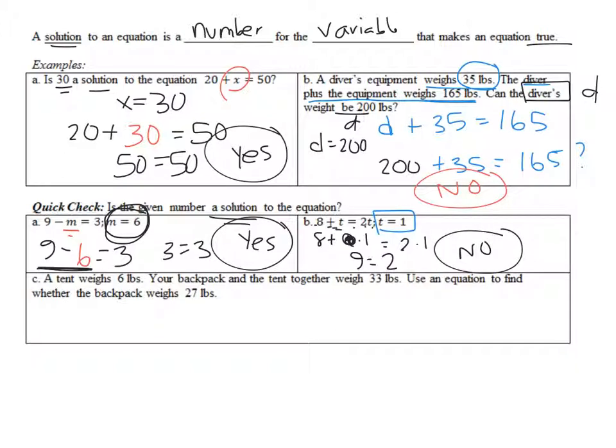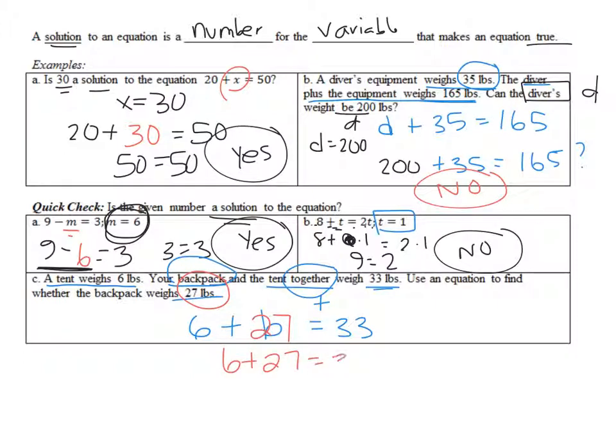And the last one. A tent weighs 6 pounds. Your backpack and tent together, so it means plus, weigh 33. So the tent is 6 pounds. Your backpack, we don't know, so we'll call that B, weighs 33. Use an equation to find whether the backpack weighs 27. So can we substitute 27 in here? So now we have 6 plus 27 equals 33. Well, 33 equals 33. Yes, the backpack can weigh 27 pounds.